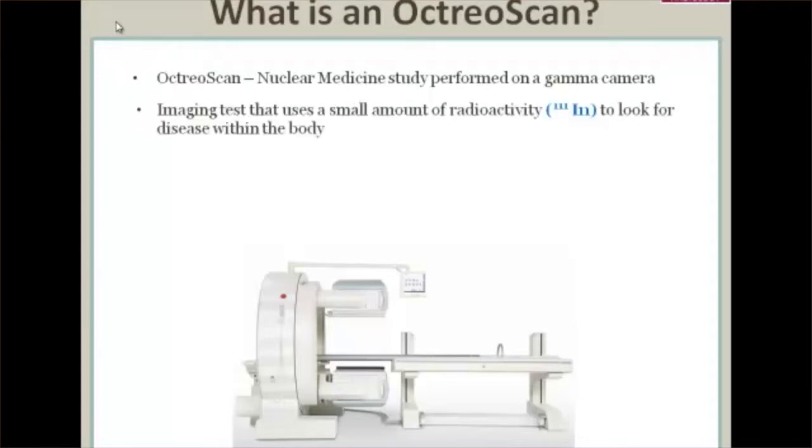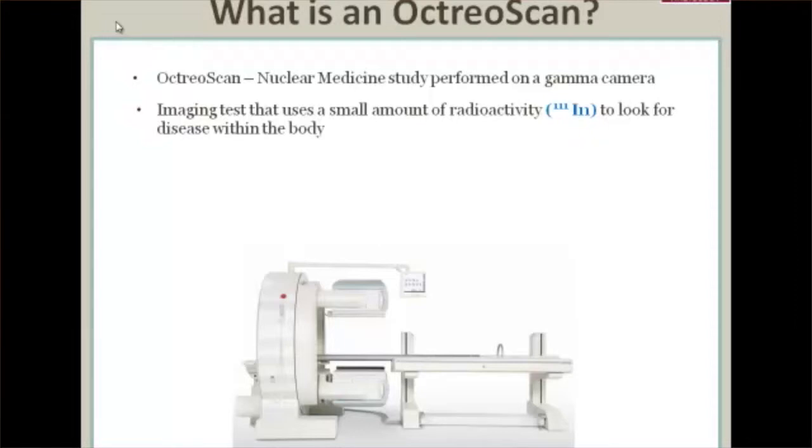It's an imaging test that uses a small amount of radioactivity to look for disease within the body. One of the biggest differences between those 4 modalities we just spoke about and everything that has to do with nuclear medicine is that those other modalities use sound waves, magnetic fields, or radiation, all of which is outside of your body. As soon as you come to the nuclear medicine department, we start injecting small amounts of radioactivity into you.